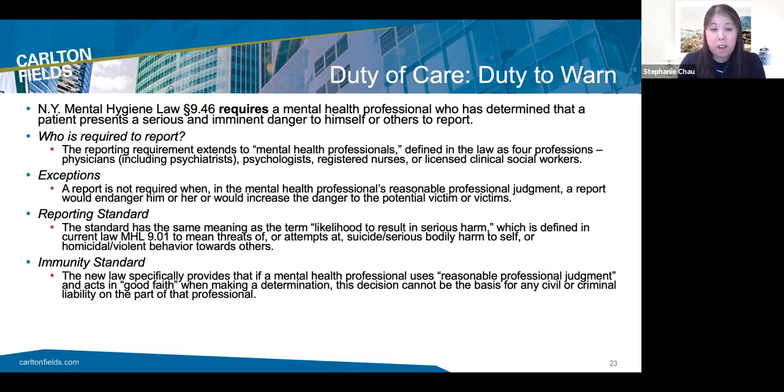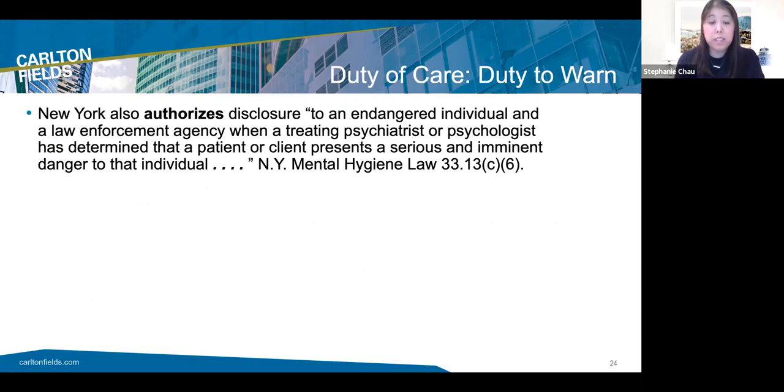Okay, so the next slide goes over the scenarios where New York law gives the authority to warn, but it's not necessarily the obligation to warn. And there's a number of different statutes that deal with it, but I mentioned one, and that's New York Mental Health or Mental Hygiene Law 33.13(c)(6).